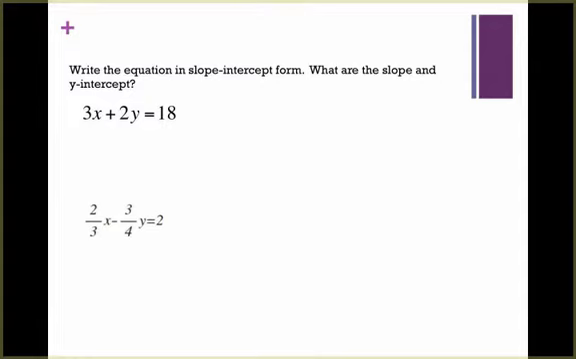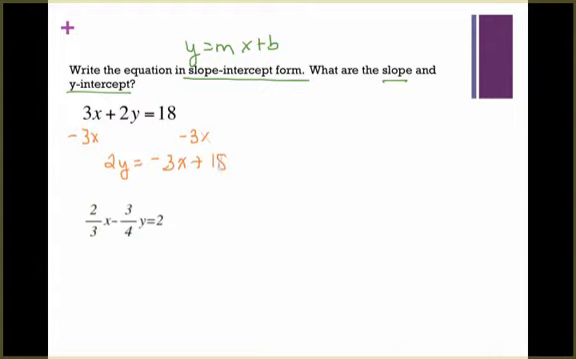Now we're going to take a couple equations and put them into slope-intercept form, which again is y equals mx plus b. And then we're going to identify the slope and the y-intercept. So our first equation, we want to get the y by itself. So let's start by subtracting 3x from both sides. Because the 18 doesn't have an x with it, we can't do anything to that. So I'm just going to rewrite this as negative 3x, because I want my x term first, plus 18.